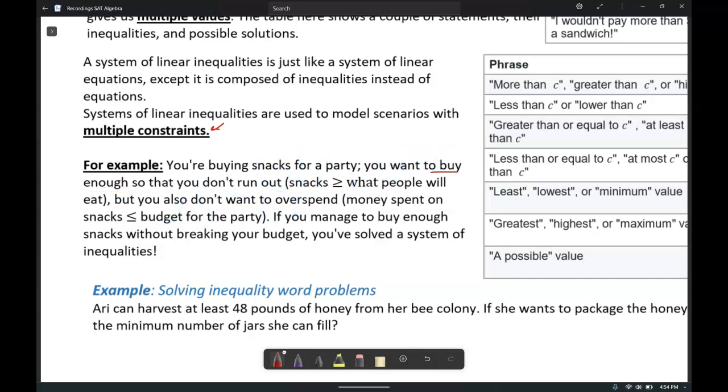If you manage to make both of these things work, buy enough snacks without breaking your budget, you've solved the system of inequalities. And just like with linear inequalities, how we have multiple solutions that could work, a system of inequalities also will have multiple solutions that work. You have a little bit of wiggle room. If you buy the name brand chips, then you might have to buy the off-brand cookies. But if you buy off-brand chips and cookies, then you might be able to afford more of those things. So there is some wiggle room within those constraints for how you solve the system.